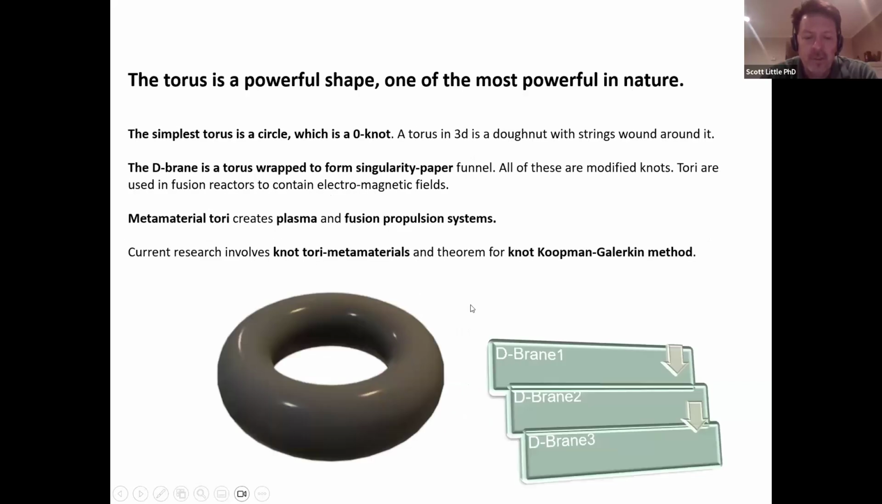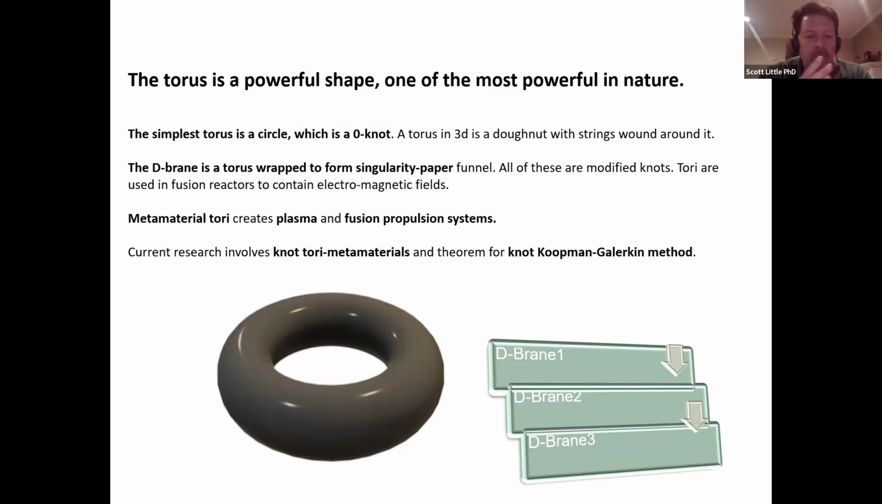And again, back to our torus or donut shape, the simplest torus is a circle, which is a zero knot. That's basically just what they call a circle. And the torus in 3D is a donut with the strings wound around it. So if you think of a string just winding around a donut, that's where it kind of brings in the strings from string theory. But the D brane is a torus wrapped to form a singularity. So if you think of a flat sheet, that's just a two-dimensional string, and they call that a two brane. A zero brane would be a point, one brane would be a string, and a two brane would be a sheet.